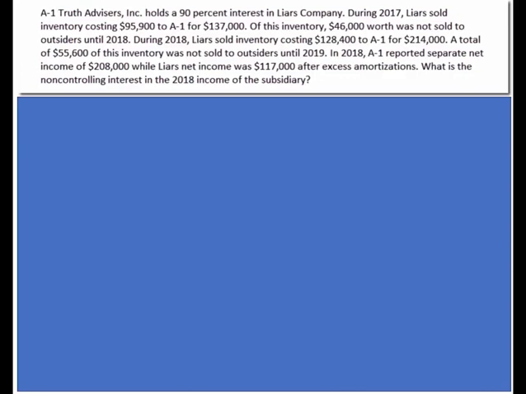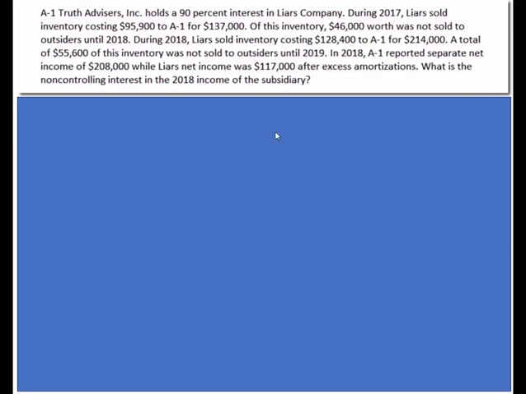During 2018, Lyers sold inventory costing $128,400 to A1 for $214,000. A total of $55,600 of this inventory was not sold to outsiders until 2019. Now, going back to 2018, A1 reported separate net income of $208,000, while Lyers' net income was $117,000 after excess amortizations. What is the non-controlling interest in the 2018 income of the subsidiary?